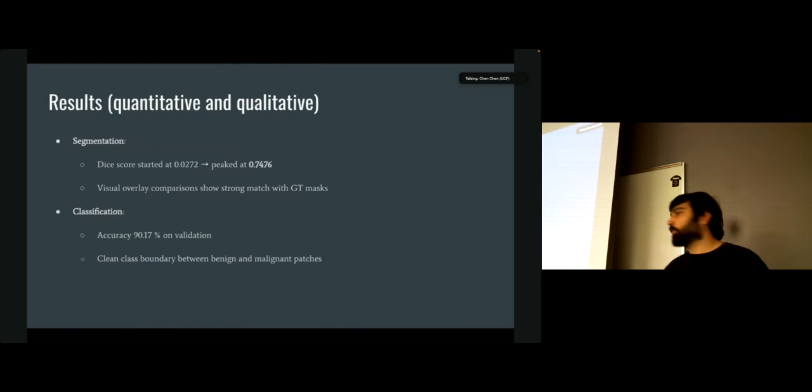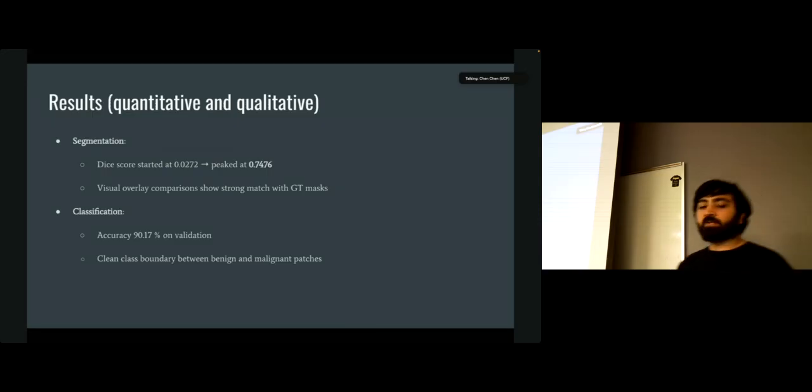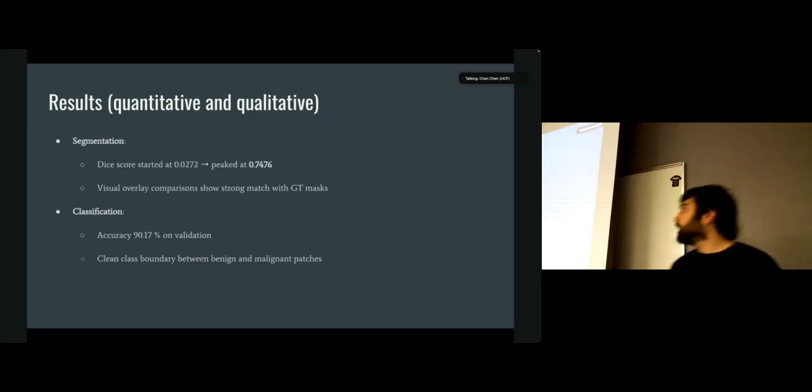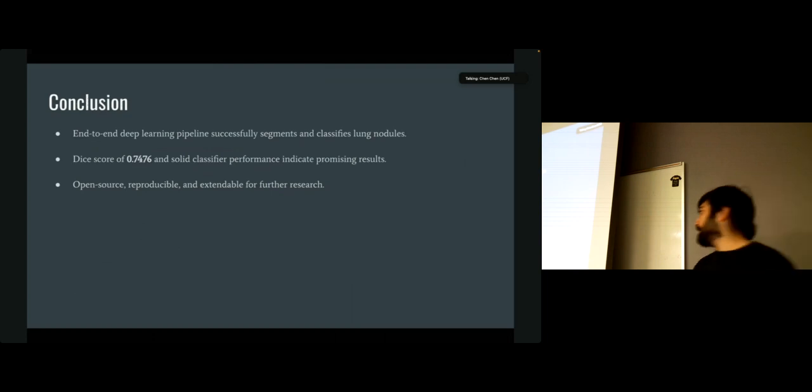So my validation dice score, on unseen data, started from 0.02 and peaked at almost 0.75. And the same for my classification accuracy. It started really low and it peaked at 90% on unseen data as well. So yeah, that's basically what my project is.